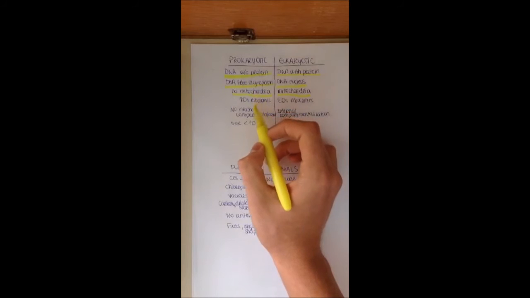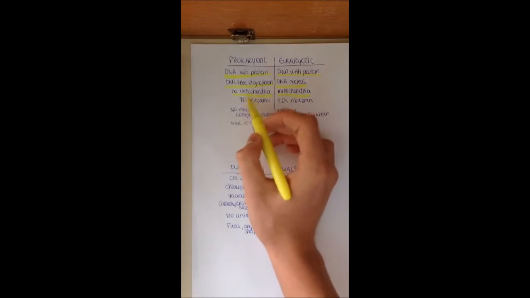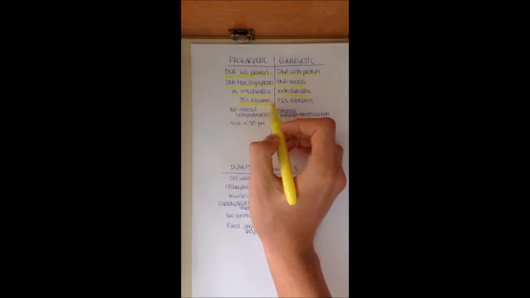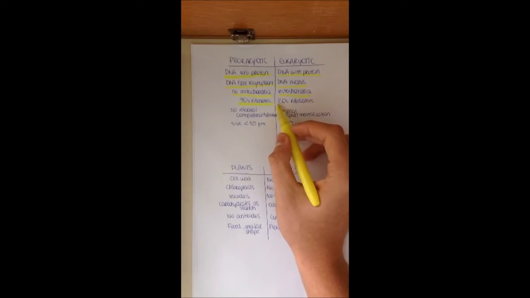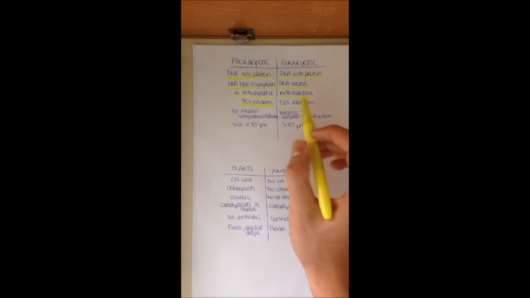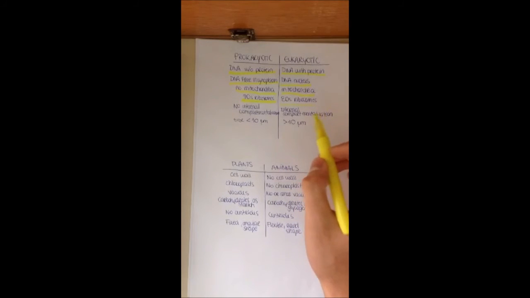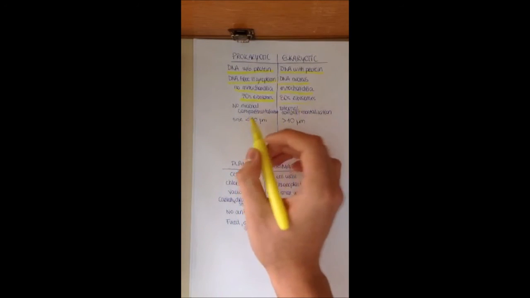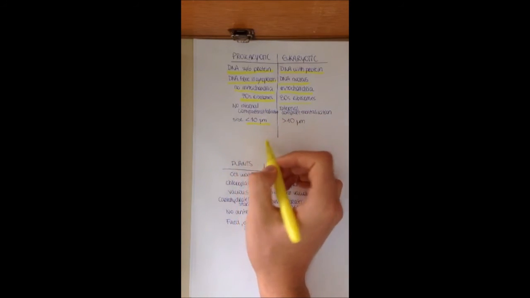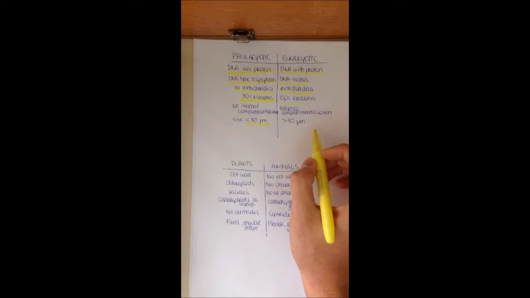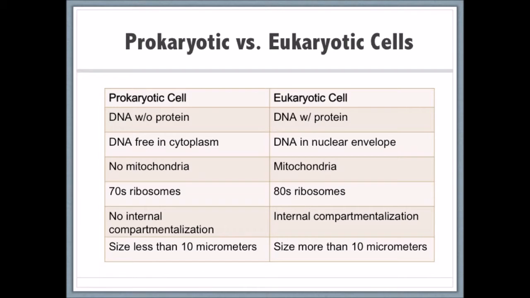And the third of them: in prokaryotic cells, there are no mitochondria, while in eukaryotic cells, there are mitochondria, and they work as the producers of energy, or ATP. Finally, in prokaryotic cells, the ribosomes are of the 70S kind. That's a designation for size. And in eukaryotic cells, the ribosomes are of the 80S kind, which means that in eukaryotic cells the ribosomes are bigger. In addition, prokaryotic cells are less than 10 micrometers, while eukaryotic cells tend to be bigger than 10 micrometers.